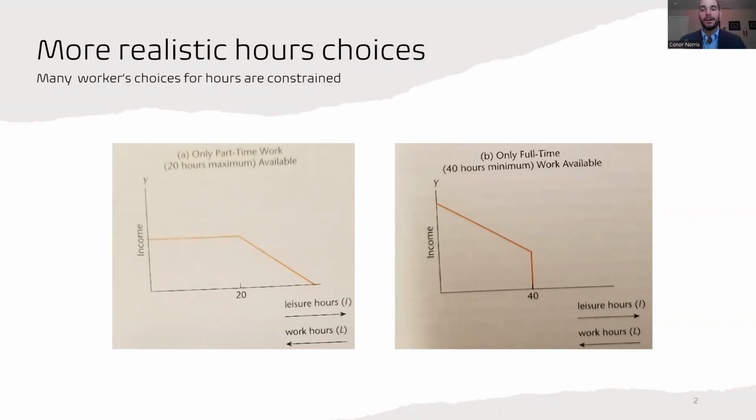Likewise, in figure 5.7b, here on the right, workers can only choose between 40 hours and above. So it limits them to the sloped part above the 40 hours per week. So this is something that's more realistic to what we would see in the real world.